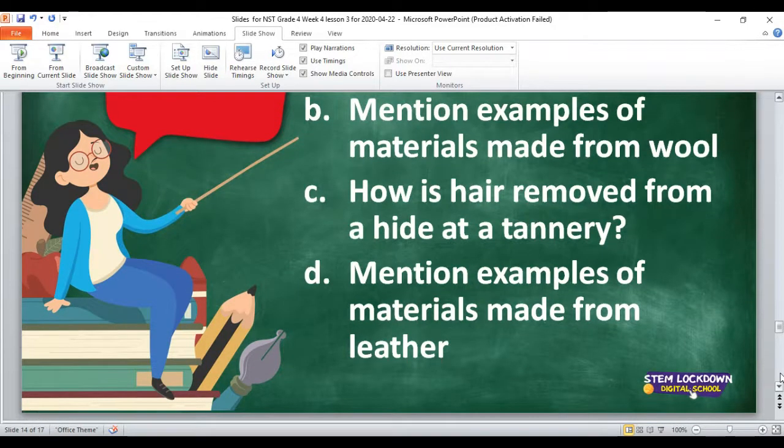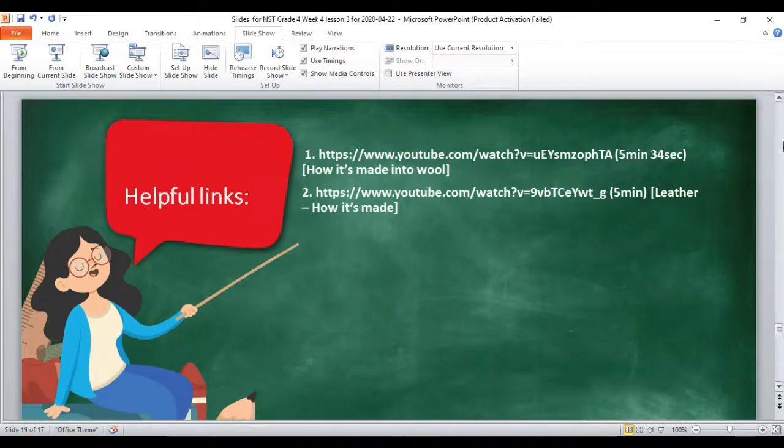Now, we are about to finish our lesson of today. But before we finish, if you need further information, you can check on this YouTube address. There is a video where you are going to learn about how wool is made. And the second one, you can also check another video appearing on your slide, how is leather processed. Those two videos are very important. You are going to learn a lot about them.